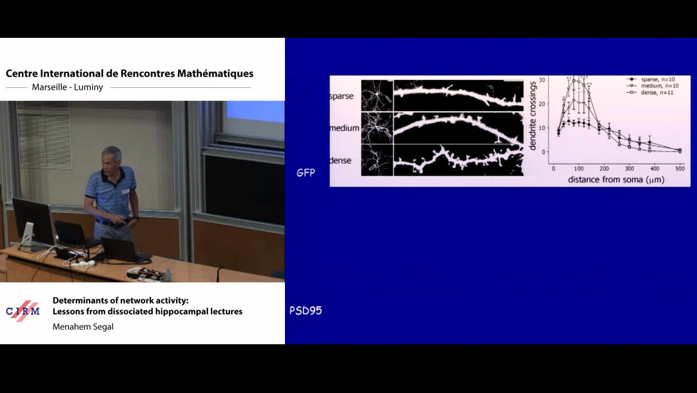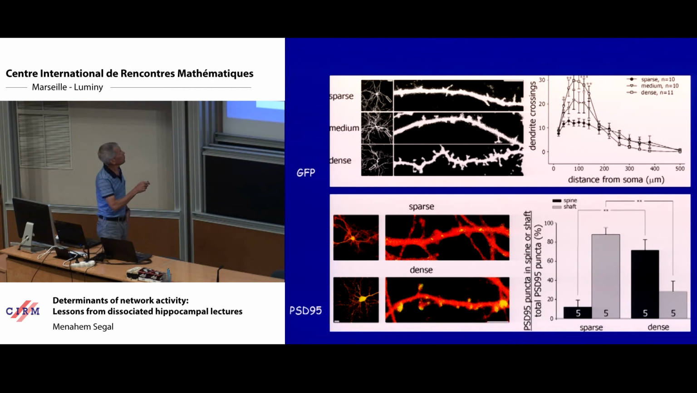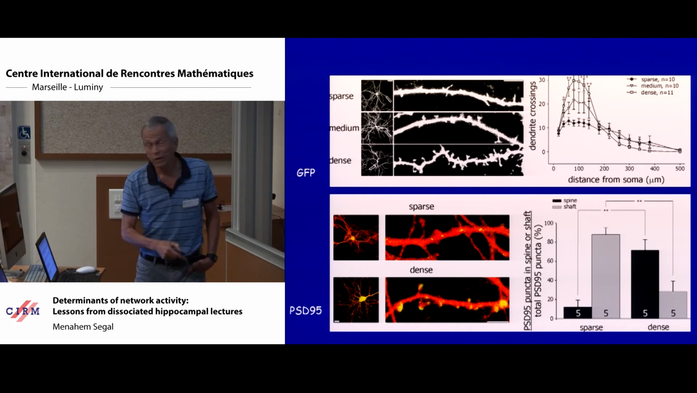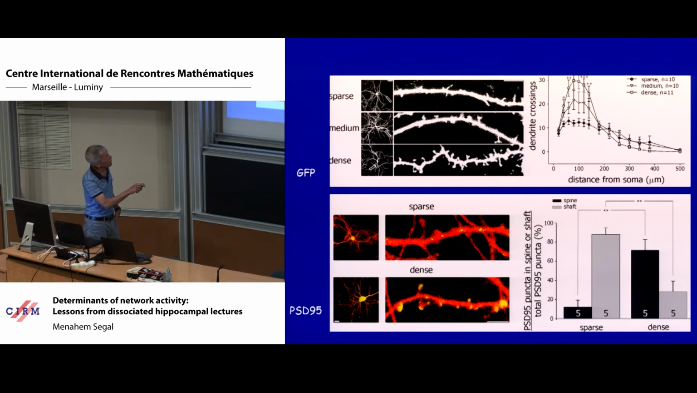What we found, and this is related to our really basic interest in dendritic spines, is that the dendrites in the sparse network contain far fewer spines than those in the dense network. When we look at synaptic markers like postsynaptic PSD95, we see in the dense network that all the synapses are on dendritic spines. In the sparse network, we find PSD95 or synaptic markers on the dendritic shaft.